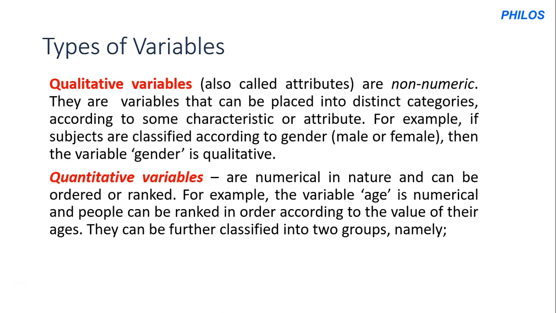So the variable age is numerical. And individuals can be ranked in order according to the value of their ages. So when you have 25 years, 23 years, and 21 years, we all know that 25 is more than 23 and 23 is more than 21. So we can rank them. But quantitative variables can be classified into two groups, namely discrete variable and continuous variable. So let's look at what they mean.